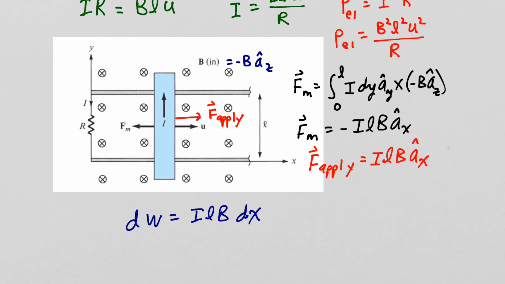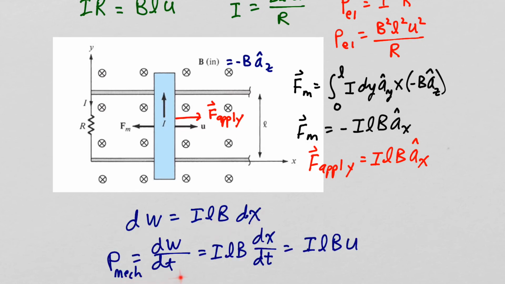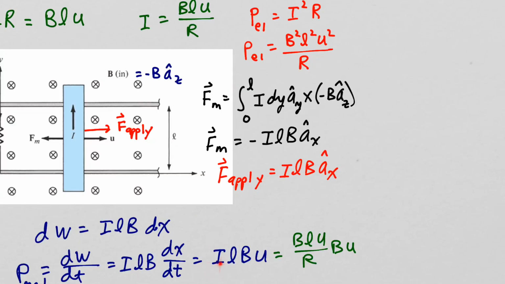So when you move the bar a distance dx, you do some work: the force times that distance dx. So the mechanical power you are supplying is dW/dt, so that will be ILB times the velocity with which you're pulling the bar. So for the current, let's substitute in BLu over R. So the mechanical power that we are providing is the same as the electrical power going into our load resistor.